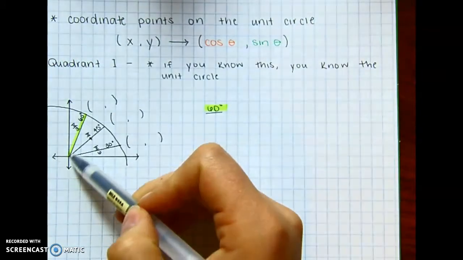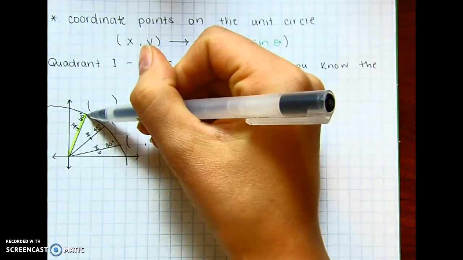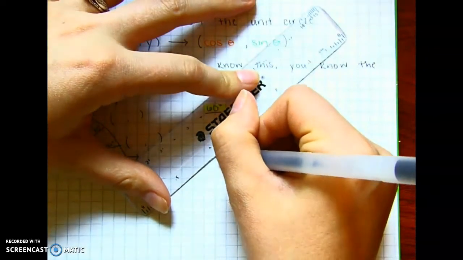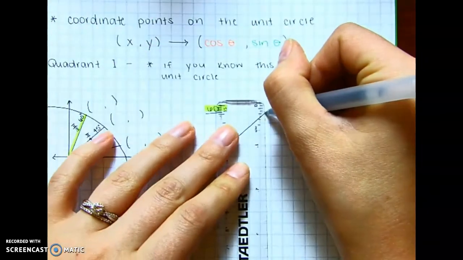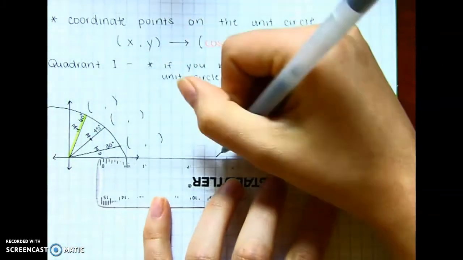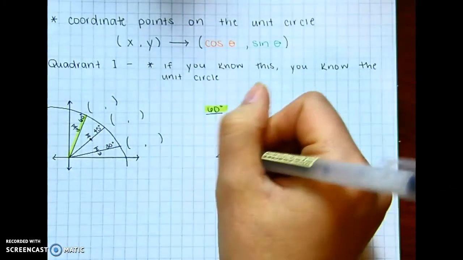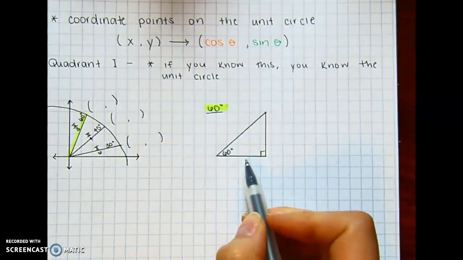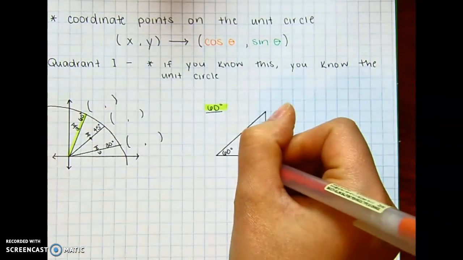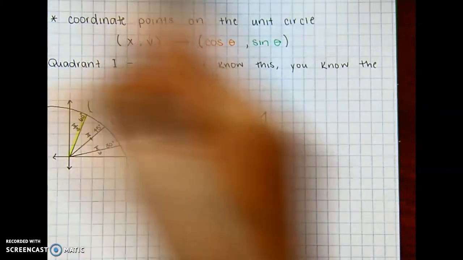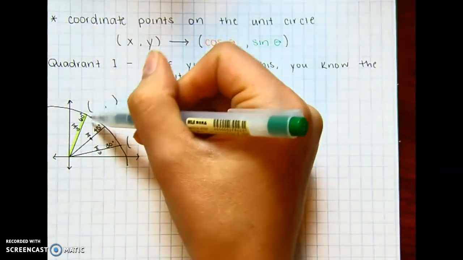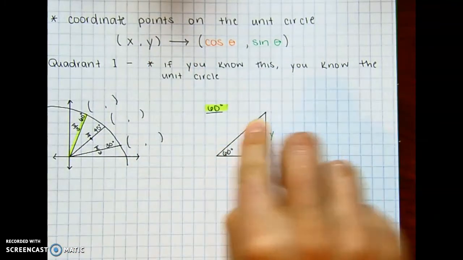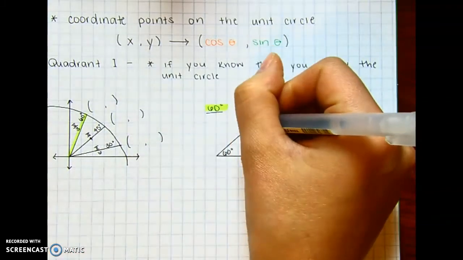So if we look at this angle 60 degrees and form a right angle, if we bring this down, we'll form a right triangle. Okay. And we can think of this as the x distance, right? This is the y distance, because this will be the vertical distance y, and this will be the x distance. And then the radius of the unit circle is always 1.